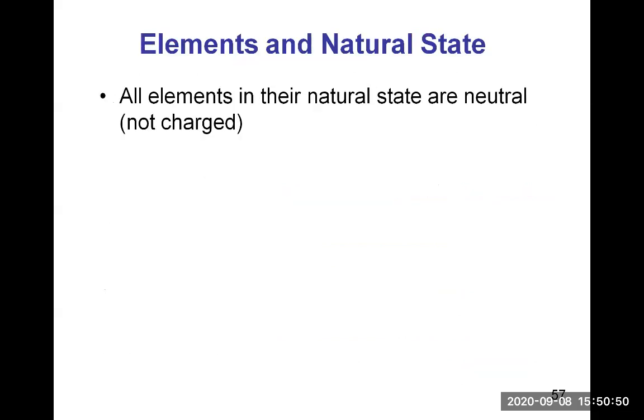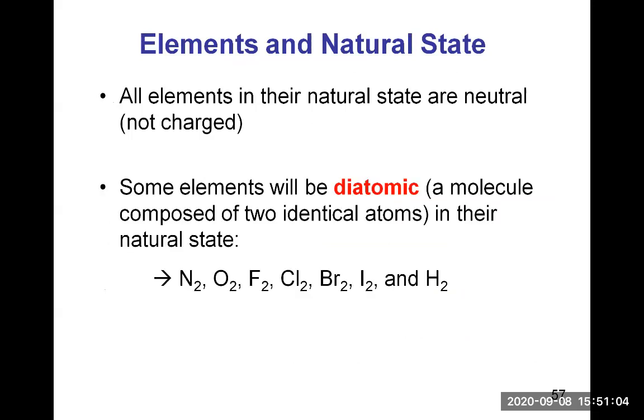So elements are found in their natural states. When they are found in their natural states, they are neutral, which means they are not charged, they are not ions. Some elements are found as diatomic molecules, which means molecules made of two atoms of the same kind, right? So two atoms of nitrogen, for example, oxygen, fluorine, chlorine, bromine, iodine, and hydrogen. These are the 7 elements that are found as diatomic molecules in their natural state.